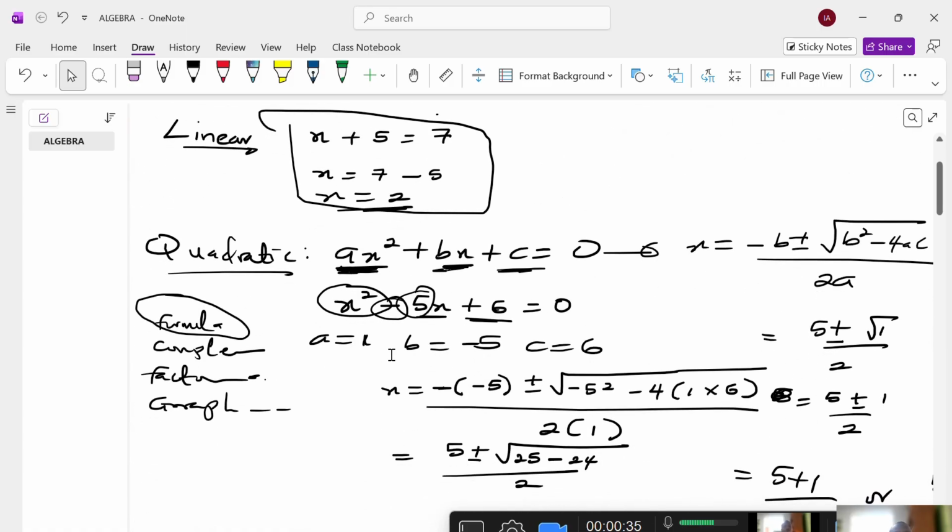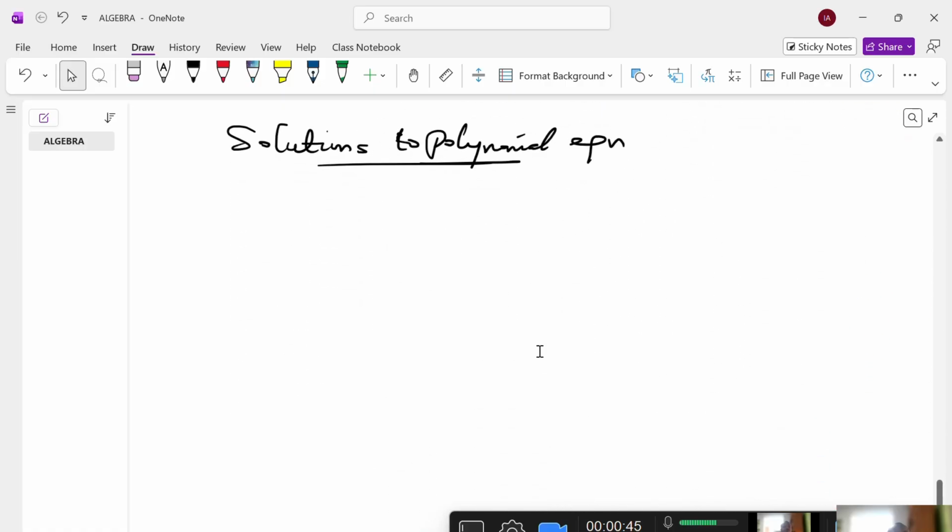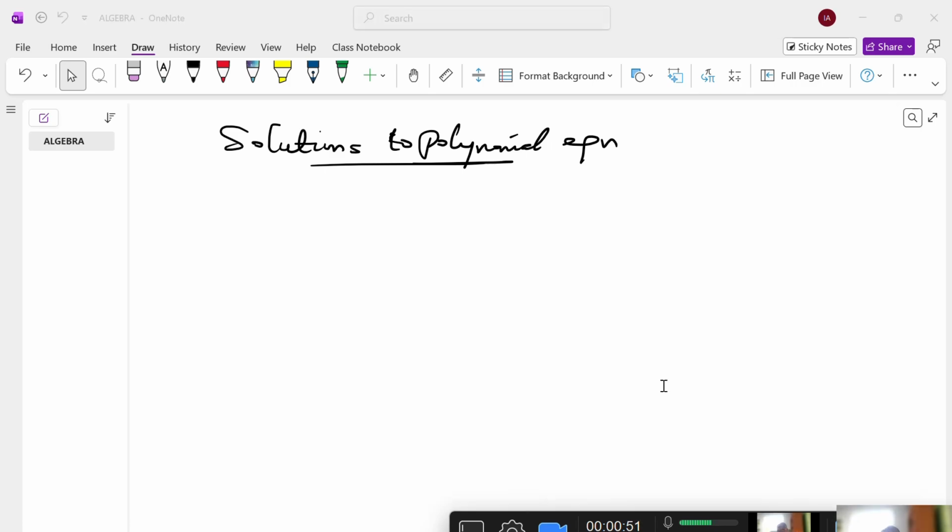equation, when I said we can use the formula method, the complete square method, the factorization, and the graphical method. That is for the quadratic equation. The polynomial equation is different. Okay, so how do we solve the polynomial equation? To do that, there is no formula. But you can use a graphical method to do that.